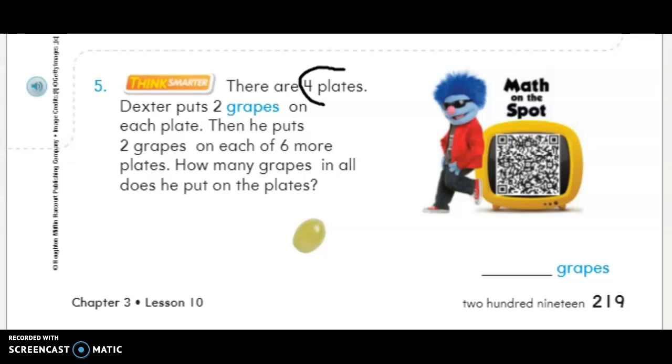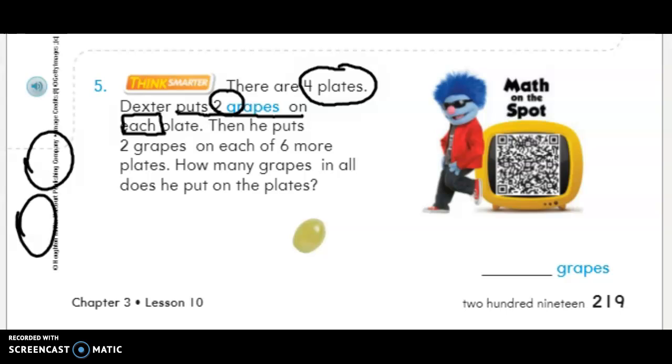So there's 4 plates. He puts 2 grapes on each plate. So 2 on each plate. So I'm going to draw a picture of that. 1, 2, 3, 4 plates. And then on each plate, there's 2. 1, 2, 1, 2, 1, 2, 1, 2.